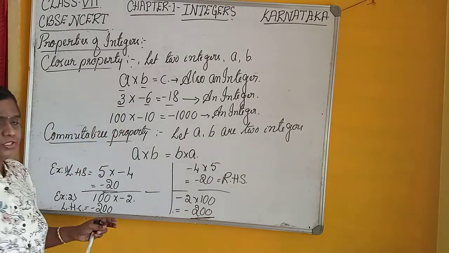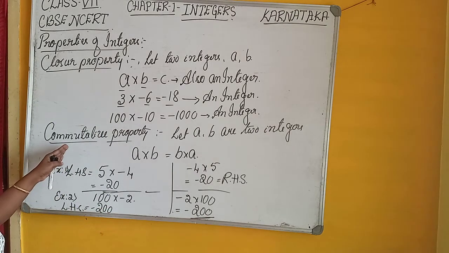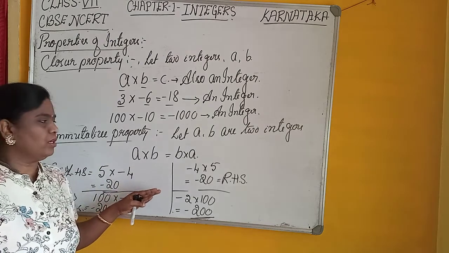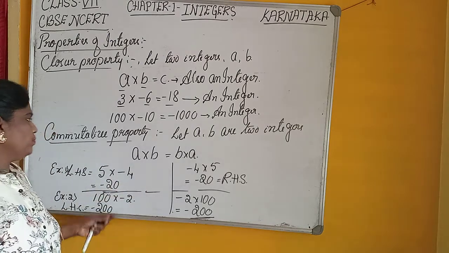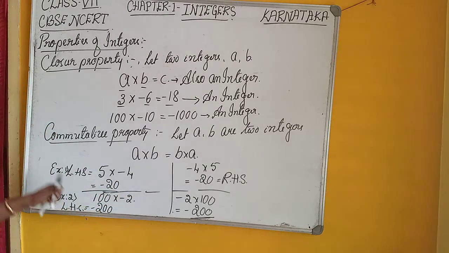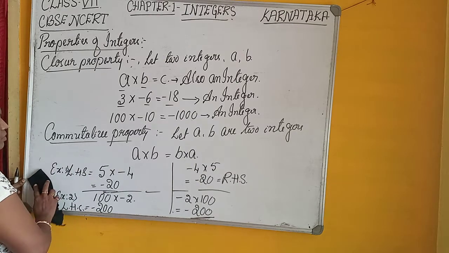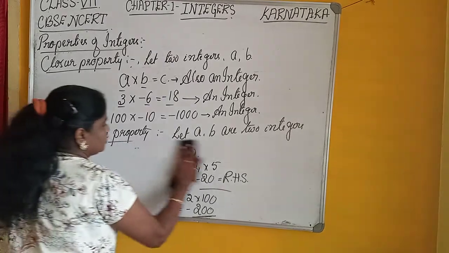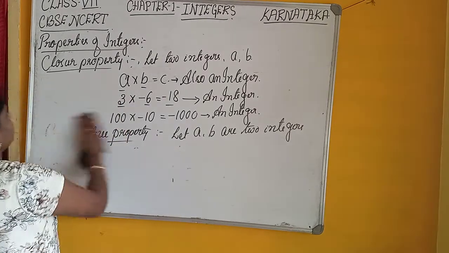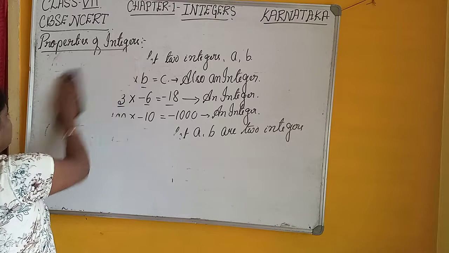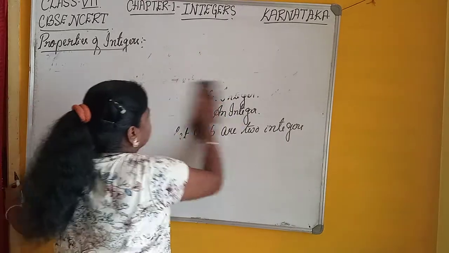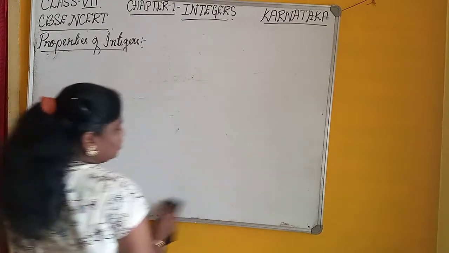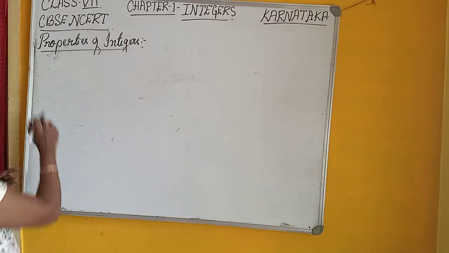Understood? The commutative property of multiplication holds good for integers. Let us move on to the next property, that is the associative property.